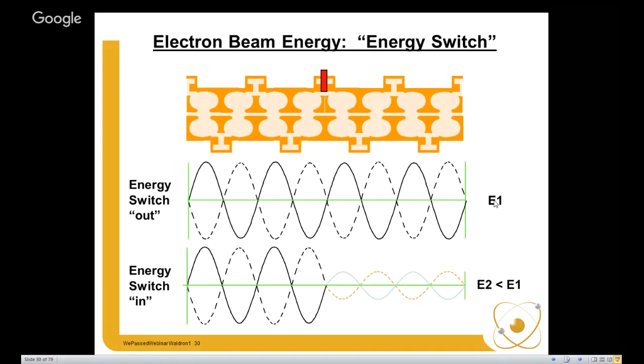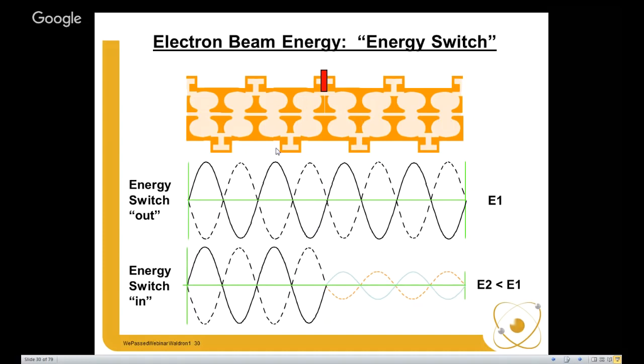So if this power level corresponded to say 10 MV as my beam energy, when I insert this slug into the side cavity, it effectively shorts out the side cavity, and the RF energy will simply not propagate past that point. Some will, but generally speaking, it turns this part of the accelerator into a drift tube.